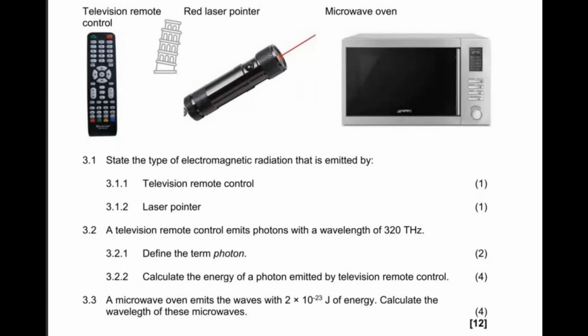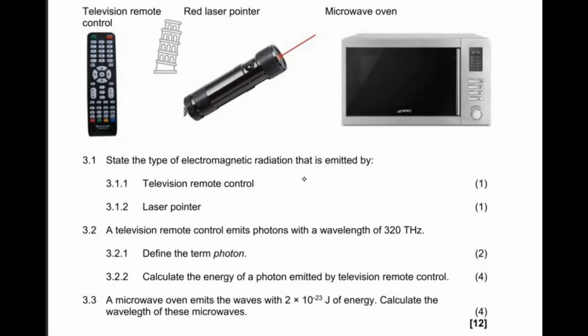So we are here at question 3.1. Question 3.1 says, state the type of electromagnetic radiation which is emitted by the television remote control.